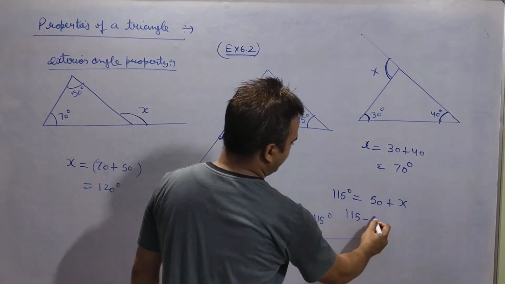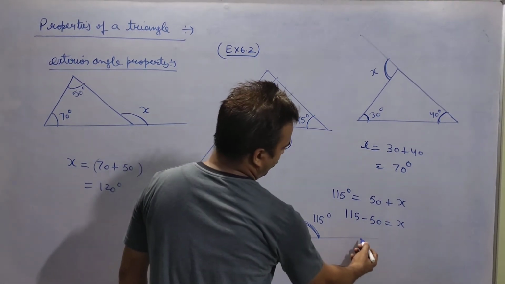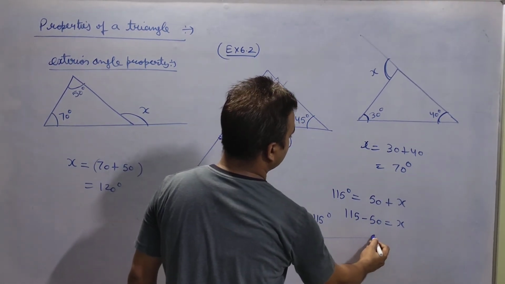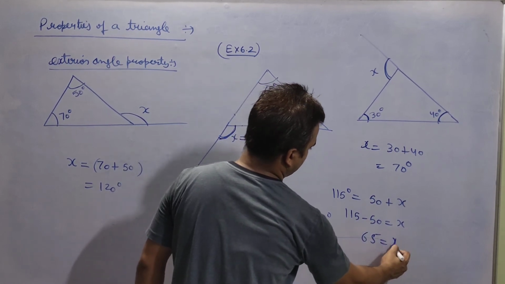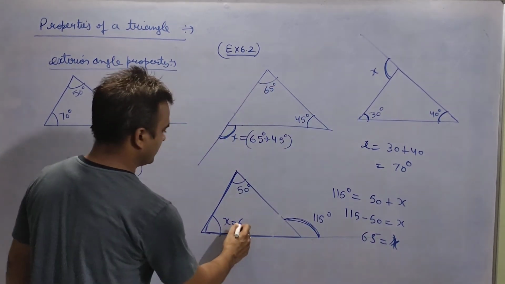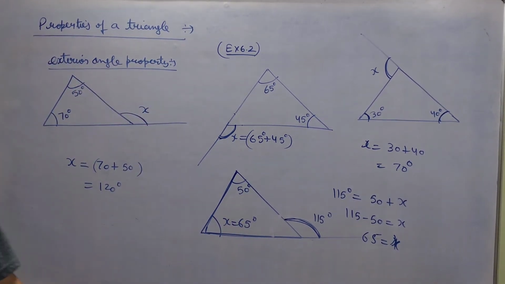So this is the equation here, you can understand. So 115 minus 50, so you can find the value of the unknown angle. So what will it be? It will be 65 if I am not wrong, 65. So in this way we can do all the sums of this exercise. All the sums are very easy. Please complete this exercise.